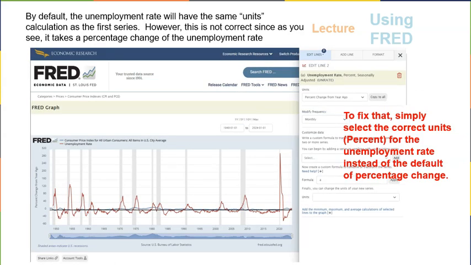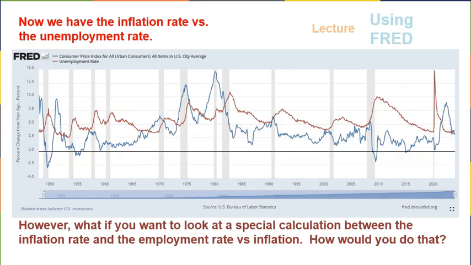By default, the unemployment rate series just added will have the same units calculation as the first series. In this case, the CPI is presented as a year-over-year percentage change of the monthly data. However, this is not correct for the second series since, as you see, it takes a percentage change of the unemployment rate. Therefore, to fix that, simply select the correct units, which will be percent since it is a rate. Thus, this presentation shows consumer inflation versus the unemployment rate.